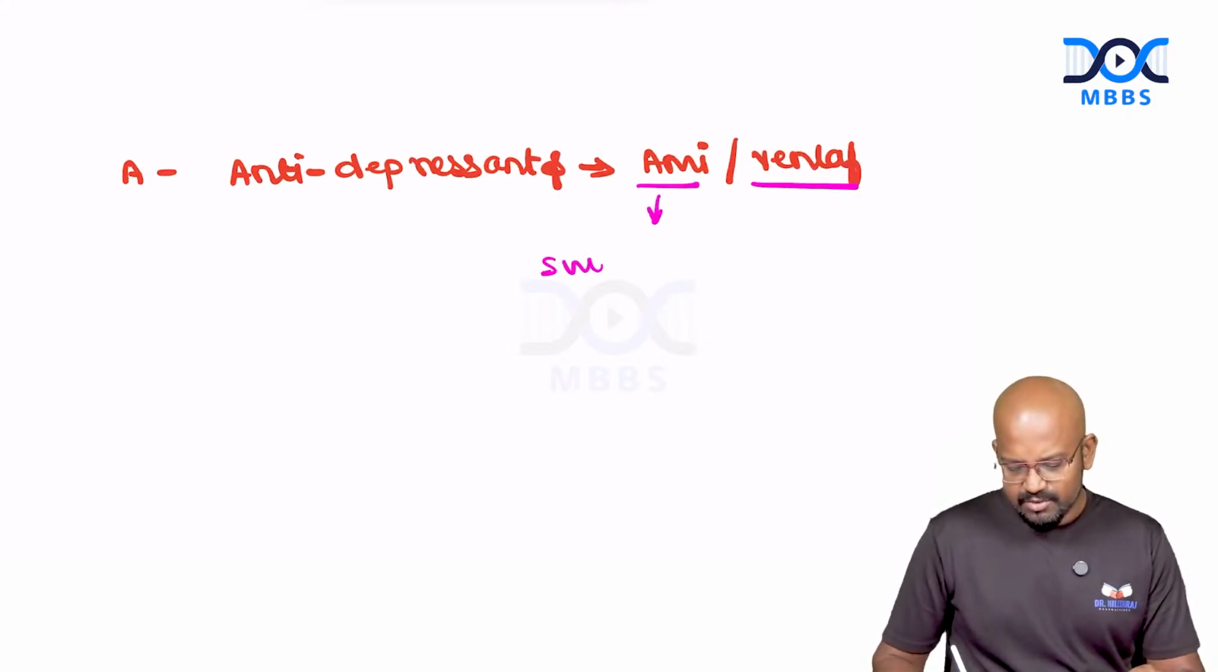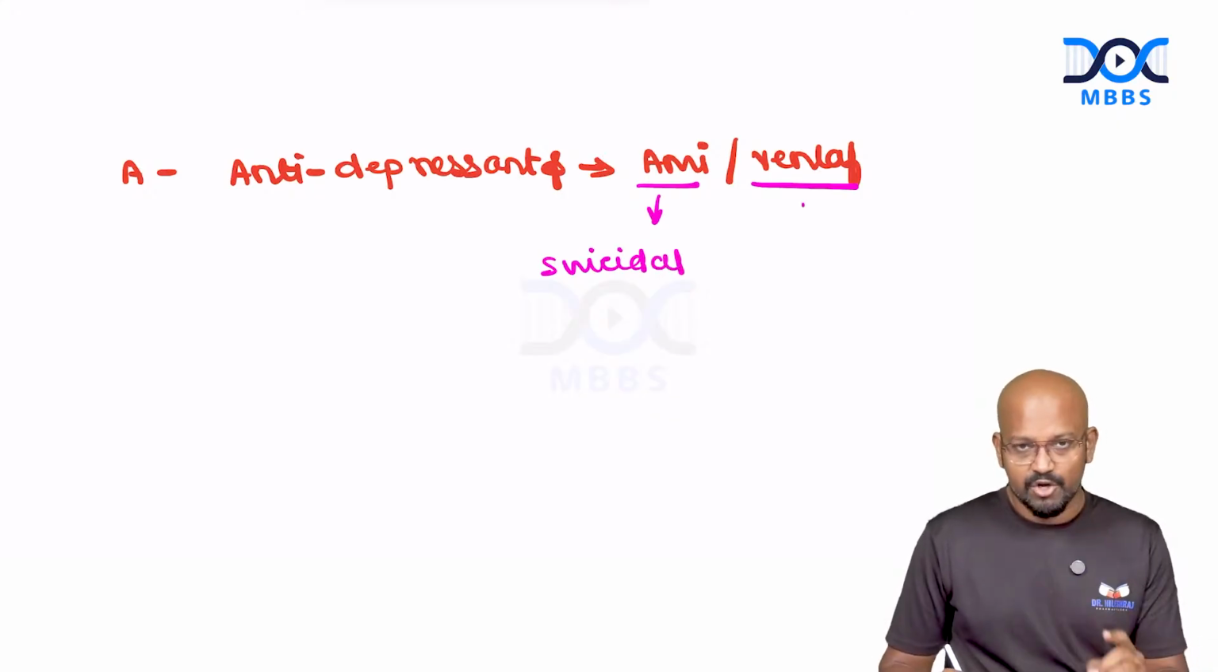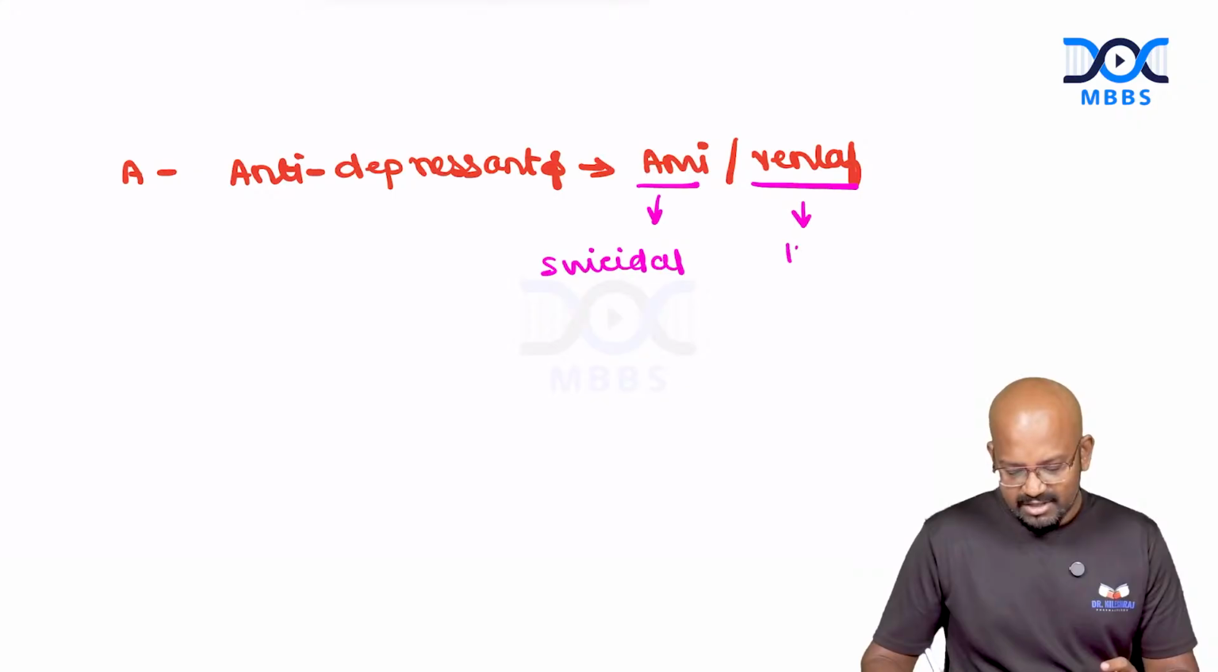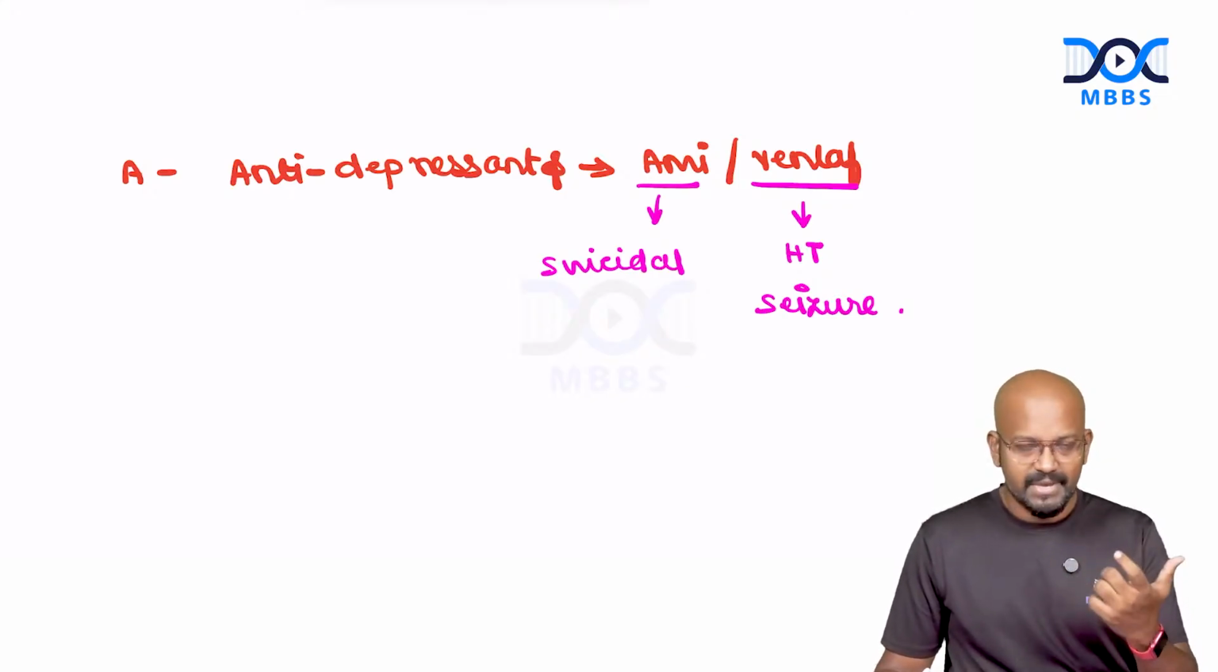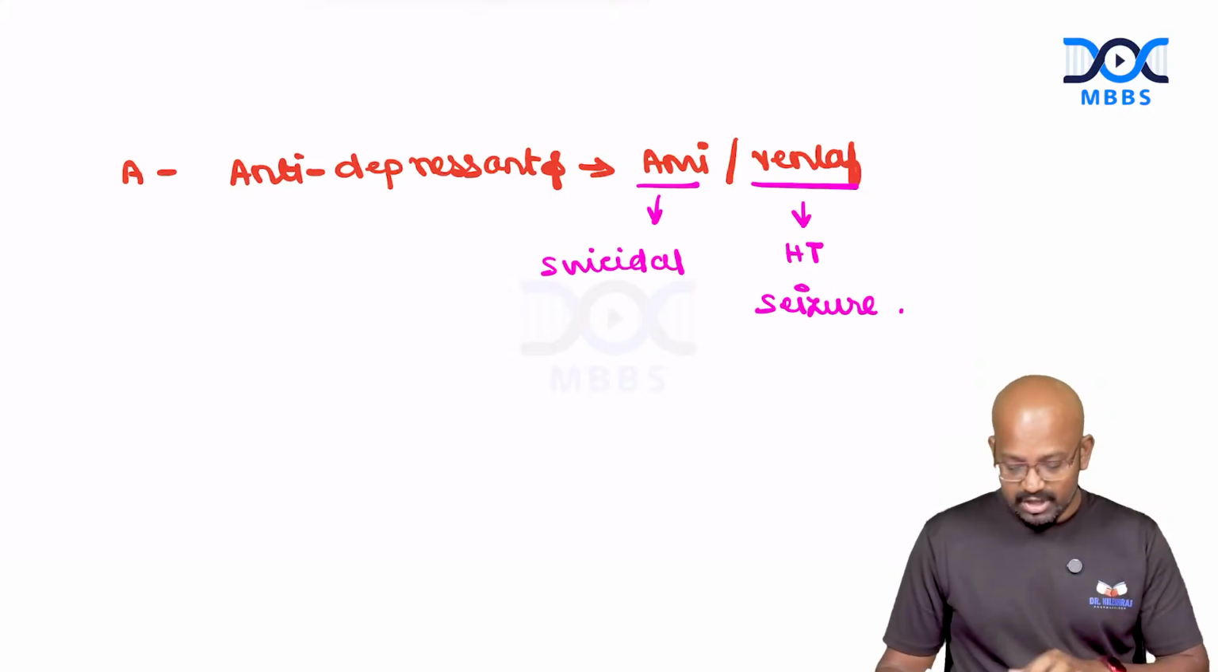Amitriptyline increases suicidal behavior. Suicidal thoughts would be higher with amitriptyline, an adverse effect of it. Venlafaxine itself might be associated with hypertension, and patients might land up in seizures too. These are the adverse effects of these drugs. Batman's car, B is over, A is over. Moving on to the next one, T.